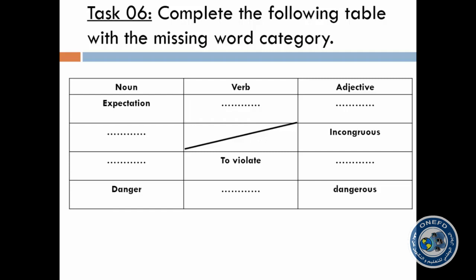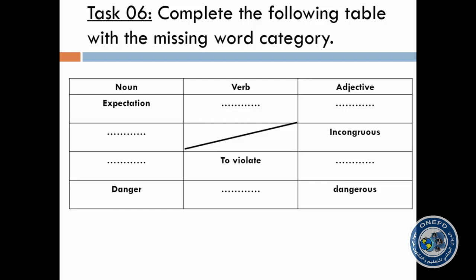The adjective incongruous does not have a noun, so you are required to find its noun. And you have the verb to violate. You are required to find its noun and its adjective. And in the last line, you only have the noun danger and its adjective dangerous, so you are required to find its verb. So please feel free to pause the video and try to answer this task on your own.